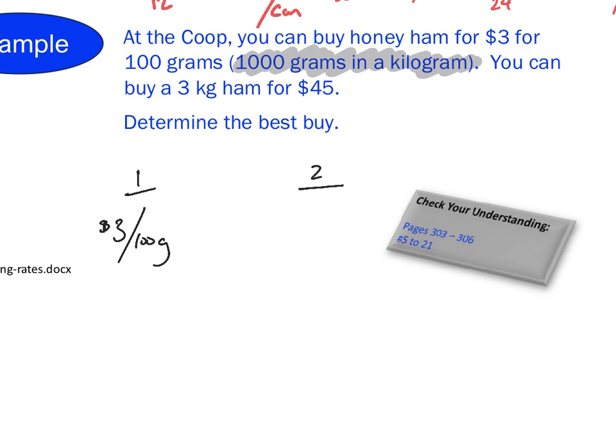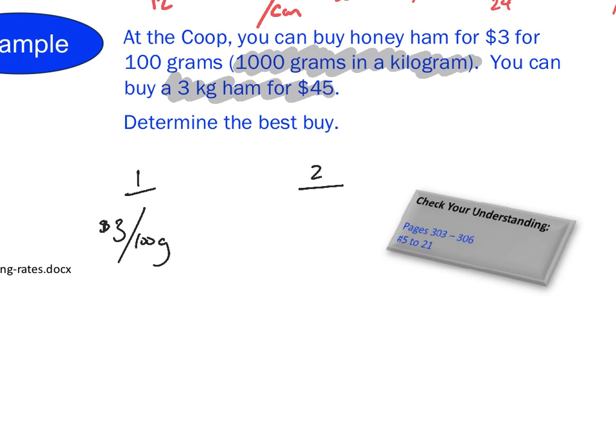Now, to get option 2 to look the same, we're going to divide by 3, but dividing by 3 only gets us to 1 kilogram. How do we get 1 kilogram down to 100 grams? Divide by 10. So we're going to divide by 3 and divide by 10. So we're really going to divide by 30.